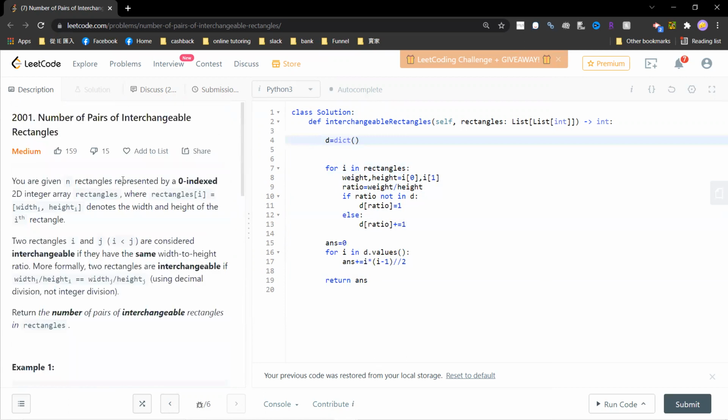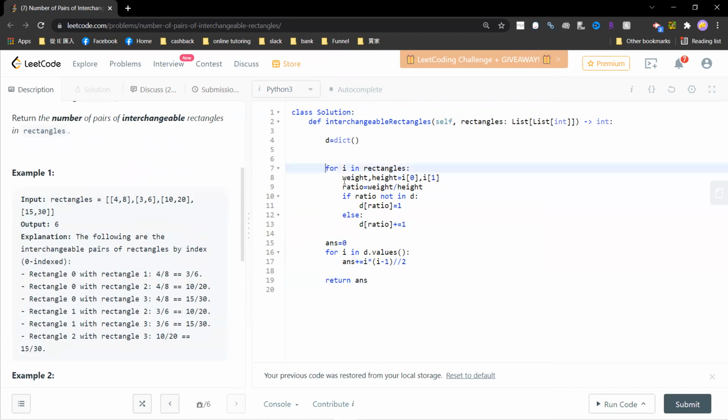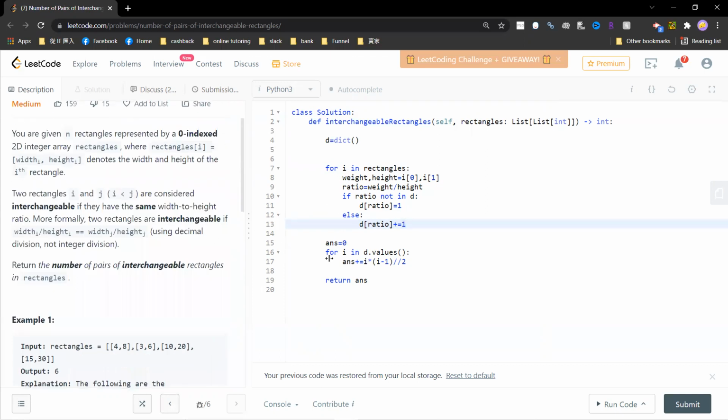This problem is not really related to coding. The only technique you need to use is a dictionary to count the rectangles with the same ratio. So that's it.